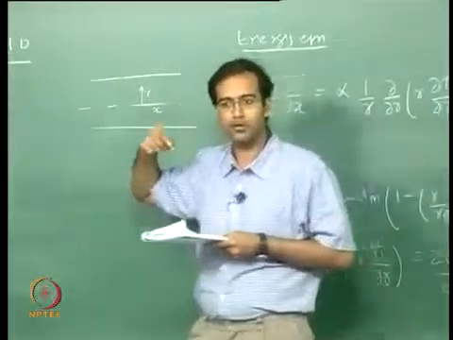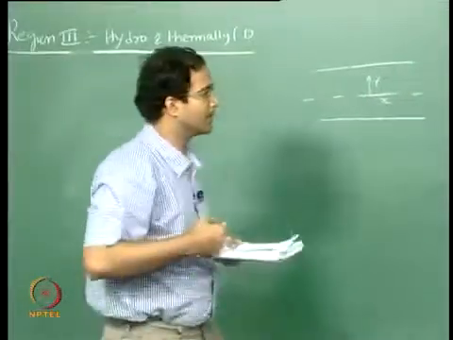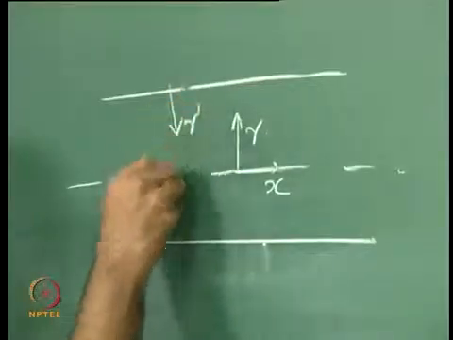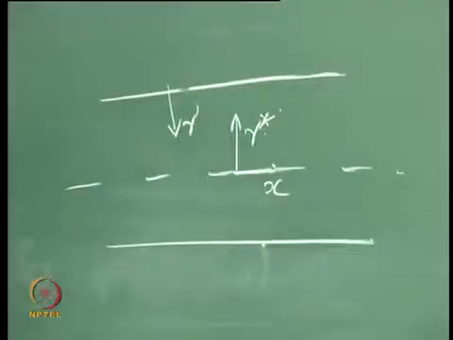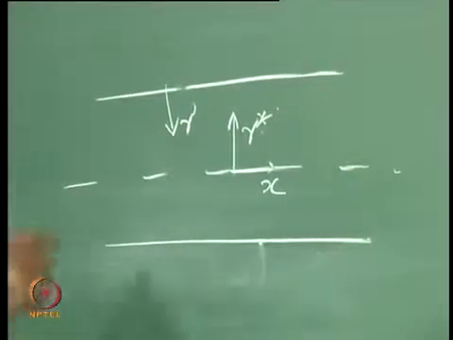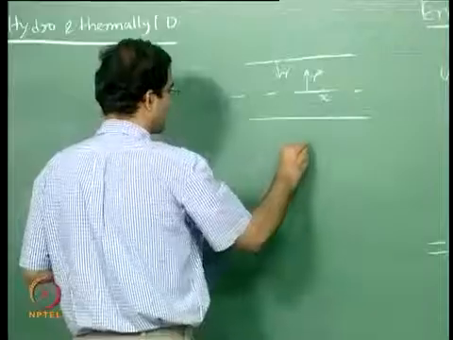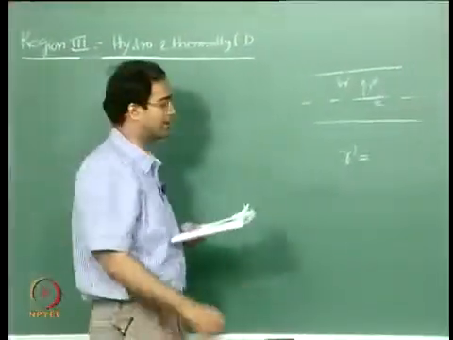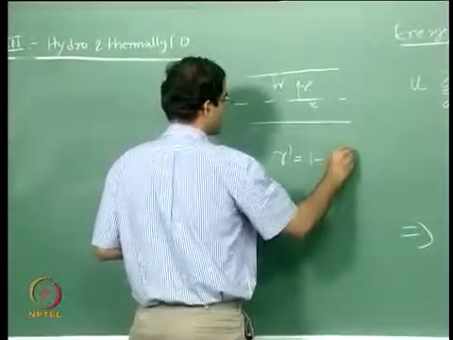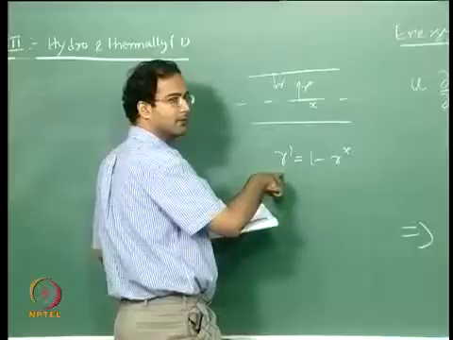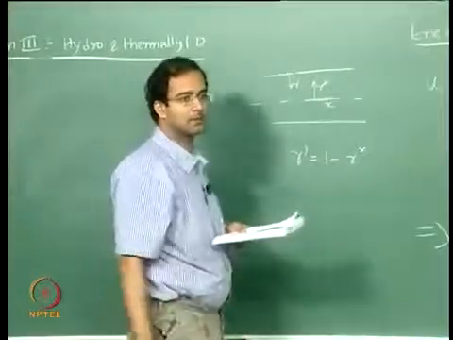Therefore I am going to shift the coordinate system from the center to the wall. Right now I have an r star non-dimensional coordinate system ranging from 0 to 1. I will shift that to r prime. How do I shift it? r prime equals 1 minus r star, so that when r star is equal to 0, r prime equals 1, and when r star equal to 1, r prime will be 0.